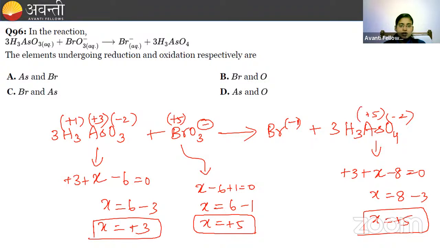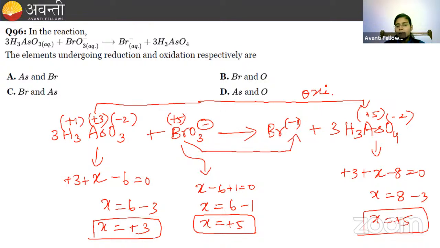So now let us observe. Arsenic is going from +3 to +5. So there is increase in the oxidation number, which is called as oxidation. And the bromine is moving from +5 to -1. So there is decrease in the oxidation number. So it is called as reduction. So arsenic is getting oxidized and bromine is getting reduced. So which is the correct answer? Option C. Option C is the correct answer for this question.